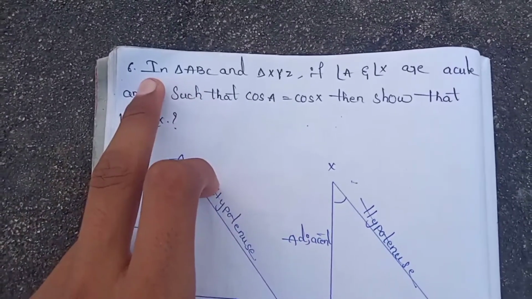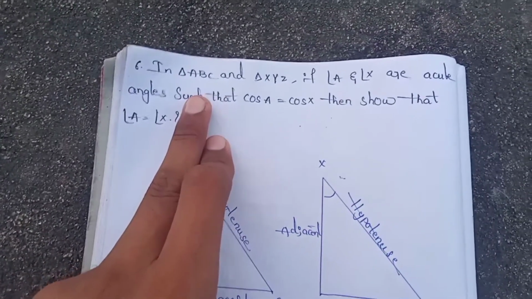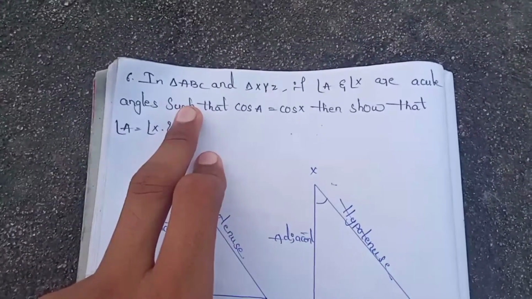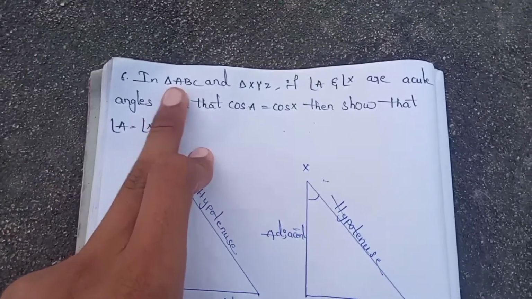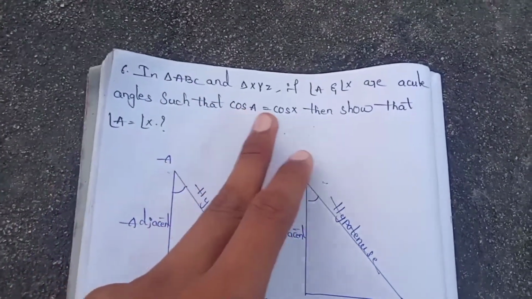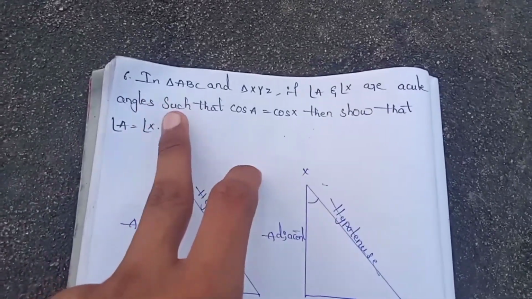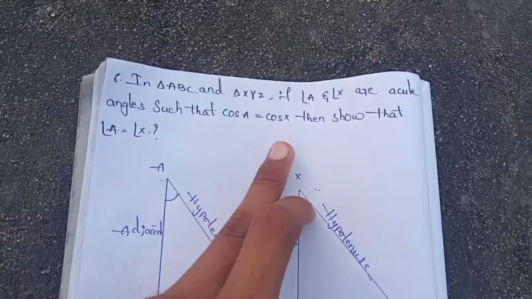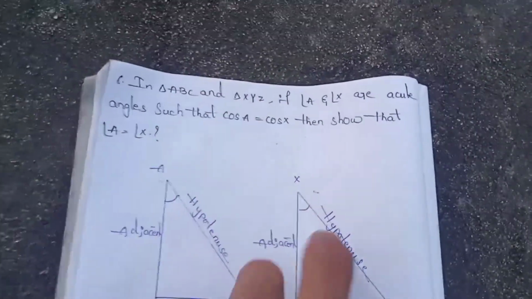So this sixth problem is a very critical problem, so understand it very clearly. I will explain as much as I can, I will try my level best. In triangle ABC and triangle XYZ, if angle A and angle X are acute angles such that cos A is equal to cos X, then show that angle A is equal to angle X.